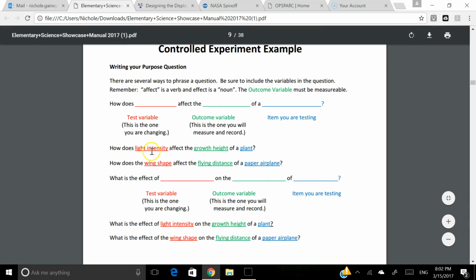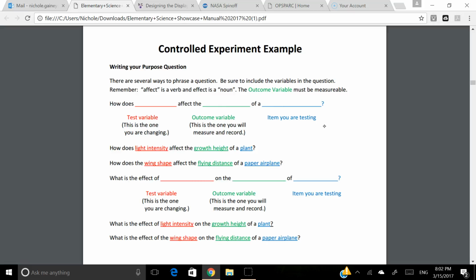Okay, so your test variable, your manipulated variable, is light intensity. Our dependent variable, or our outcome, what we are measuring, is growth height. Okay, so I look forward to seeing what questions the students are going to explore, whether it's a scientific project in the traditional sense or an engineering project.